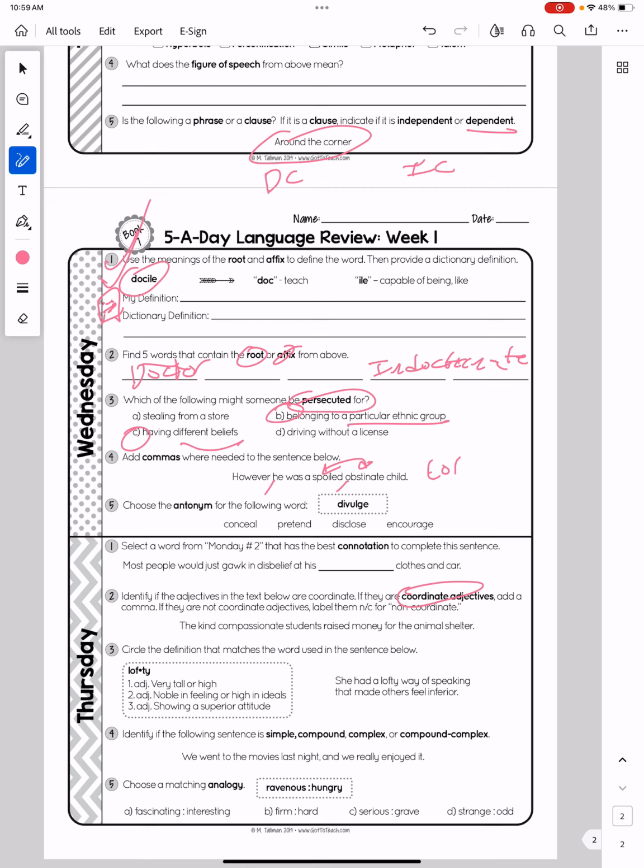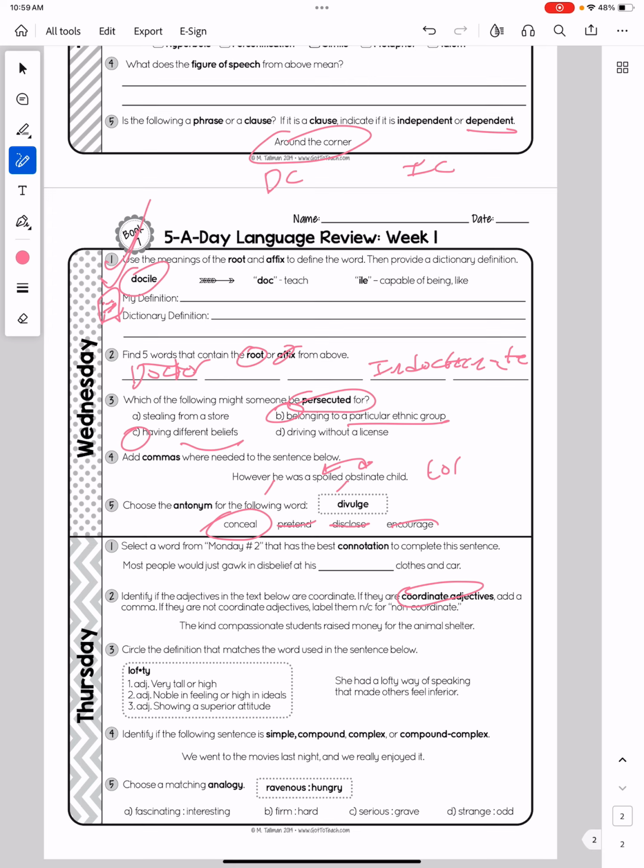Choose an antonym for the following. Divulge. Its synonym is disclose, so it's not that. Encourage, no. Pretend, no. Conceal. Divulge, the opposite meaning of it is to conceal. Conceal means to hide. Divulge means to make known.